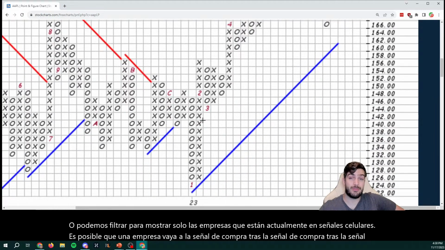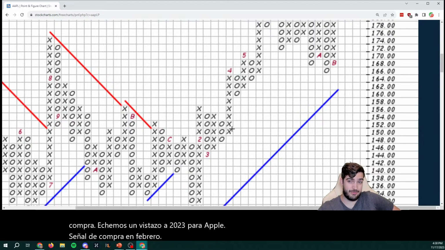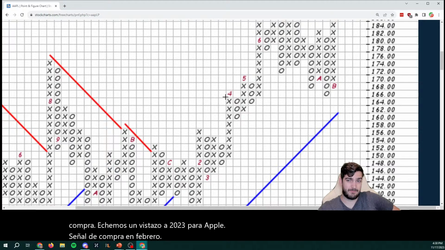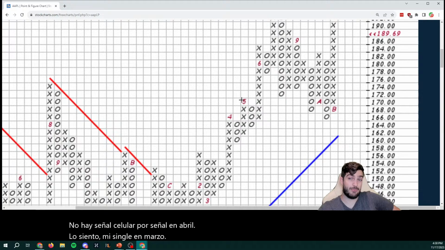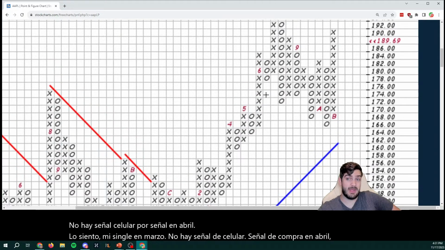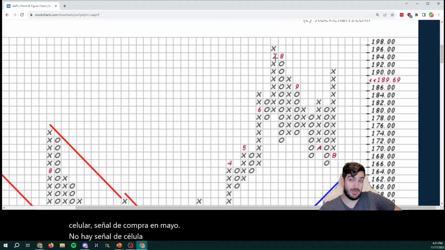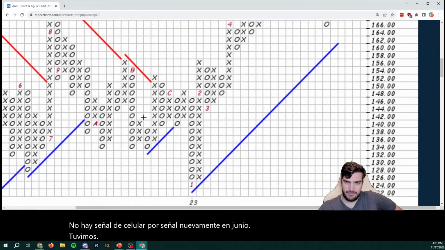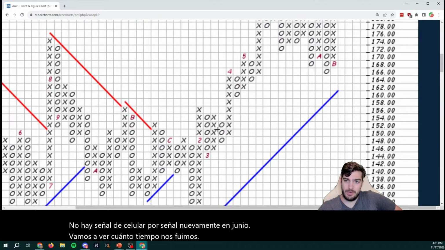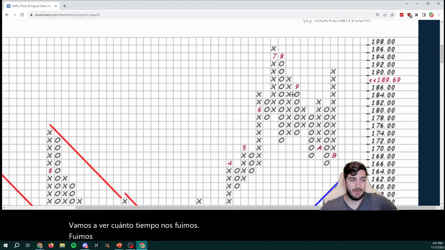Let's check out 2023 for Apple. Buy signal in February, no sell signal. Buy signal in March, no sell signal. Buy signal in April, no sell signal. Buy signal in May, no sell signal. Buy signal again in June. Let's see how long we went. We went 1, 2, 3, 4 buy signals, back to back to back to back, before we finally hit a sell signal.